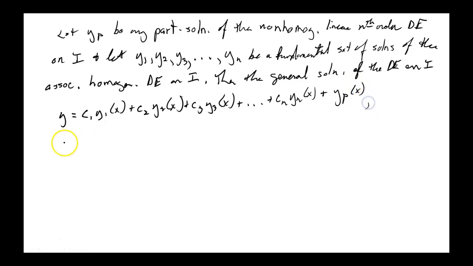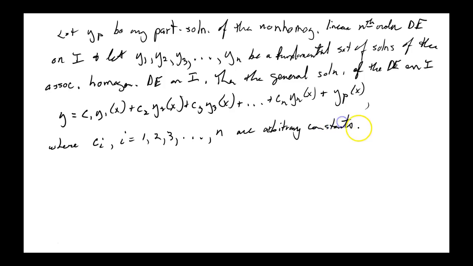Where these c sub i, where i is going 1, 2, 3, dot, dot, dot, all the way up to n, are arbitrary constants. Doesn't matter what they are. You can put any constants in there, and that will be a solution.